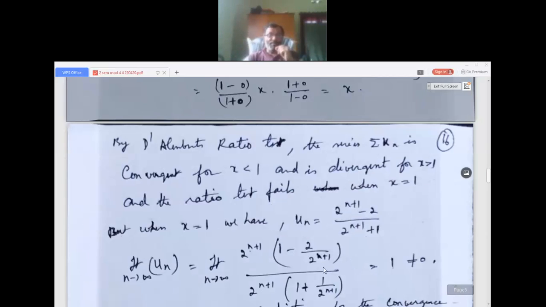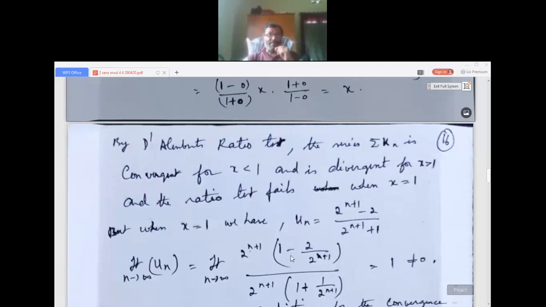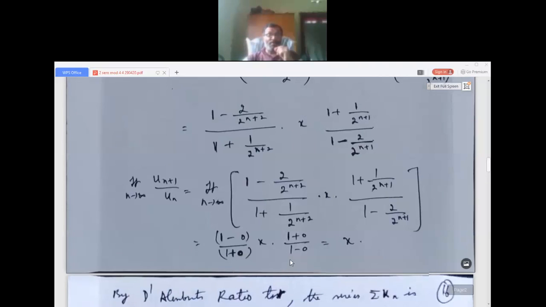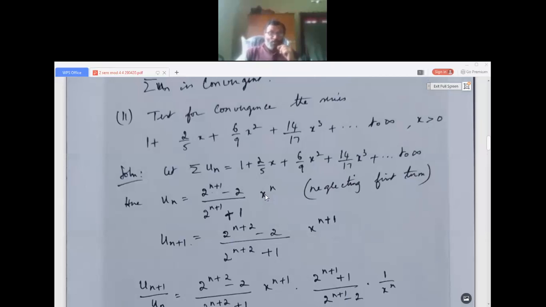Now we'll see what happens when you put x is equal to 1. For x less than 1 we got convergent, for x greater than 1 divergent, but when x is equal to 1, what happens? Test fails. But what happens to the series? We have to see that. When x equals 1, you know 1 power anything is 1, 1 power 100, 1 power 1000, 1 power n is 1. So when x equals 1, un will be (2 power n plus 1 minus 2) divided by (2 power n plus 1 plus 1).